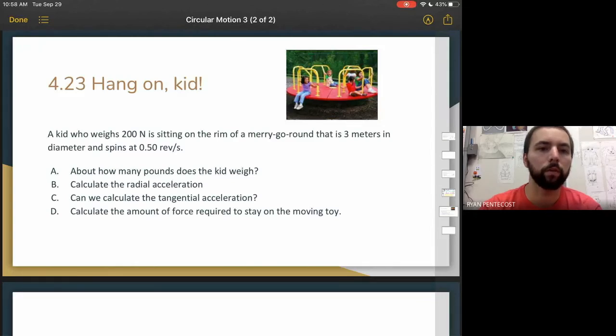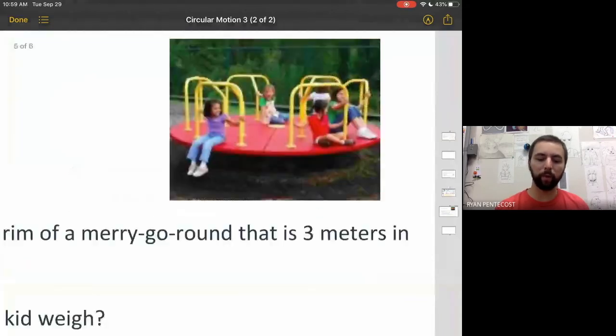Okay, let's go to kylesconverter.com. 200 newtons. Oh, this is not a big child. That is only 45 pounds. So this is a relatively small child, which makes sense given the picture that we have there. 45-pound child. Okay?